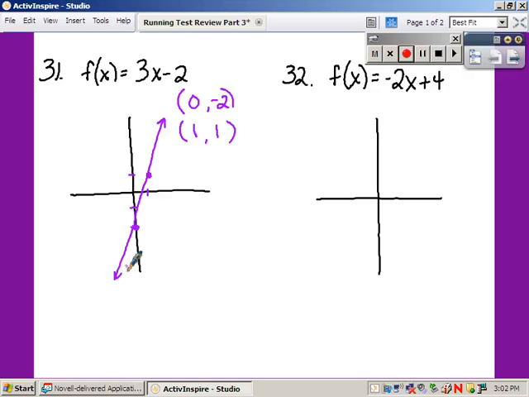And so with the same method, this is again another linear function. So linear means a straight line, linear means I need 2 points. Put the 0 in here, that's 0 plus 4, which is 4. And I put a 1 in there, I get negative 2 plus 4, which is just 2. I have enough points to graph, so I'll go ahead and do that.